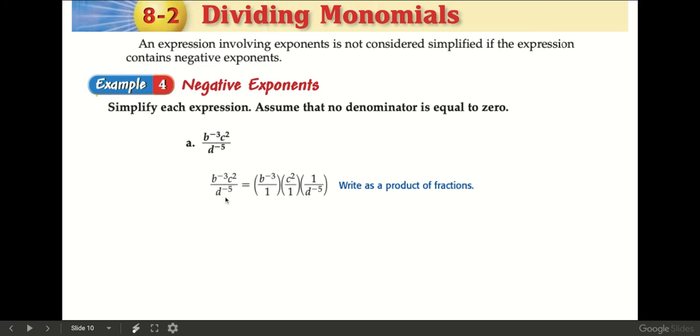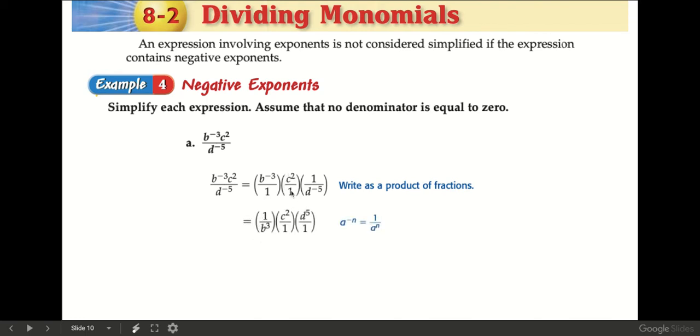So here we can deal with it. Here I'm just going to write it out as separate fractions. So b to the negative third power is on top over 1, c squared over 1, and d to the negative fifth, right? So 1 over d to the negative fifth. So really, I just rewrote this whole expression as 3 separate fractions so I could look at each individual one separately. So again, b to the negative third power, think of it as its reciprocal. Just go ahead and flip it upside down, and it becomes a positive exponent.